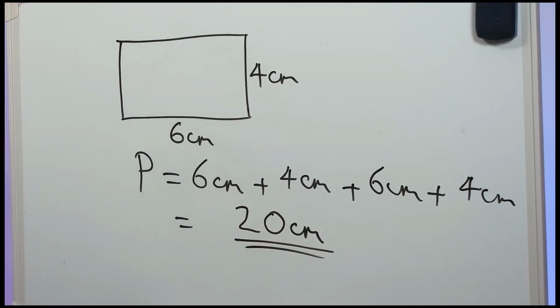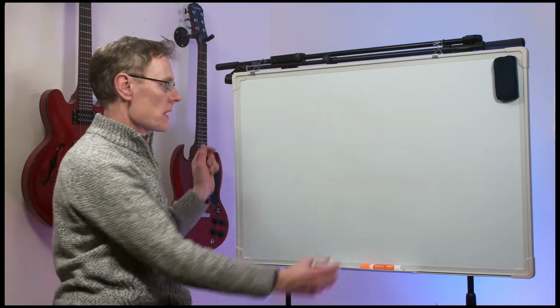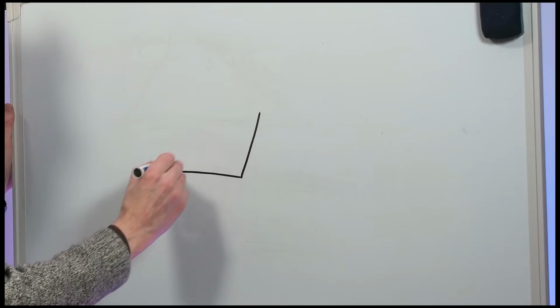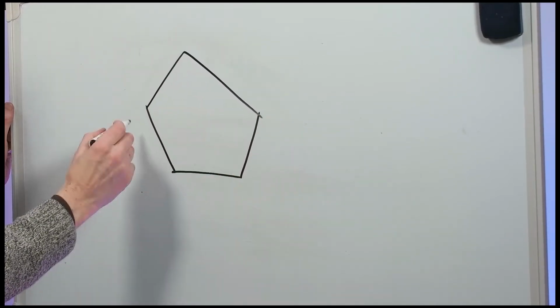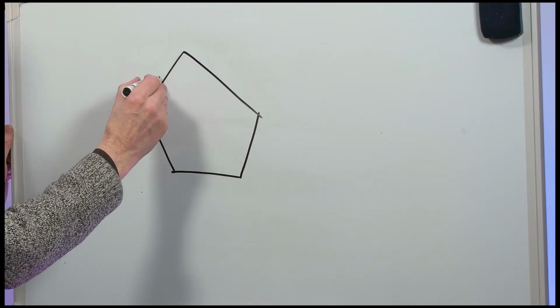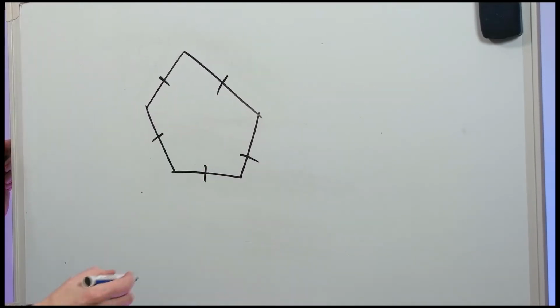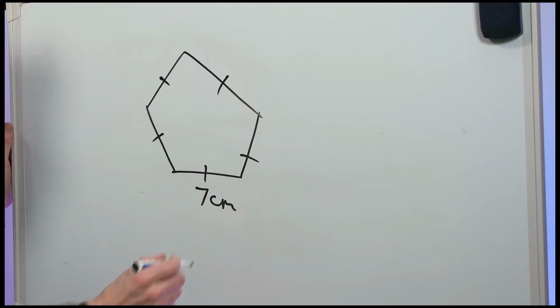Now you might be able to think about a quicker way of working that out. Now let's think about the perimeter of another shape. Let's say a regular pentagon. So regular means that all the angles and all the sides are equal. A pentagon has 5 sides. Not a very good picture, I'm afraid, but all the sides are equal. And let's say the sides are 7 centimeters long each.